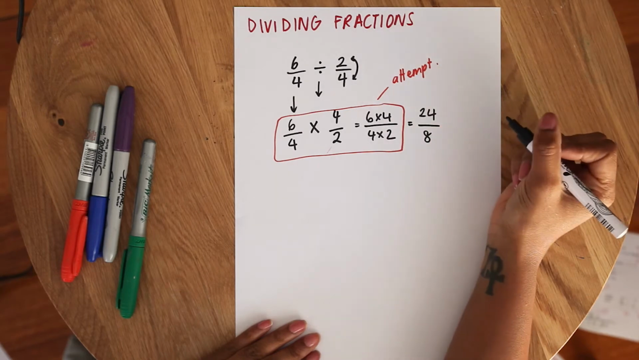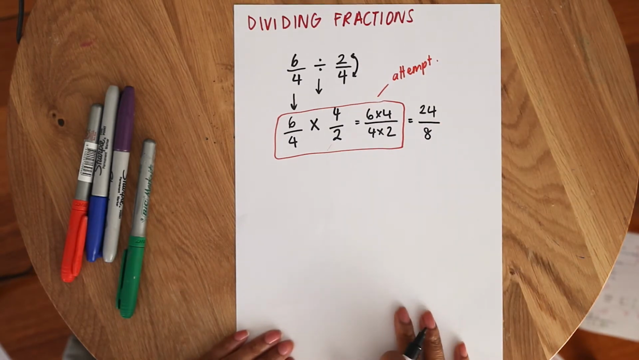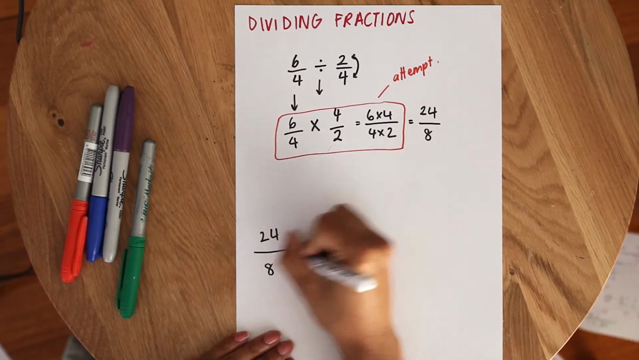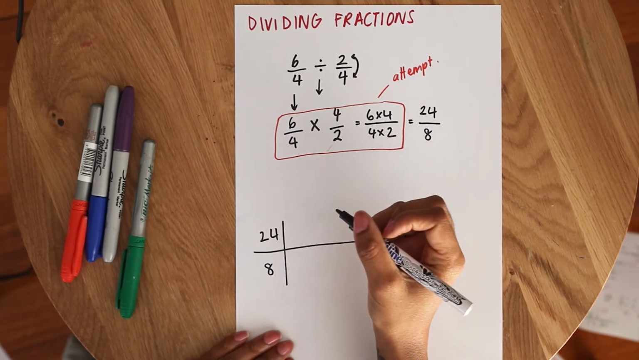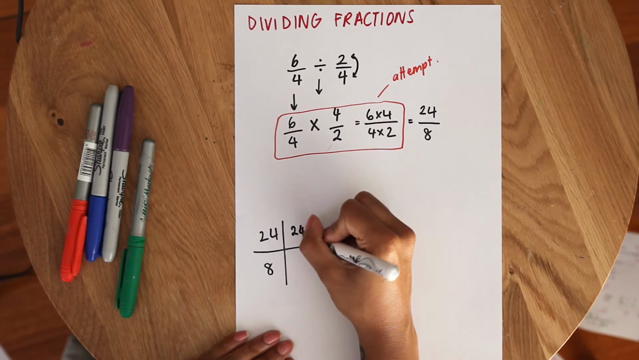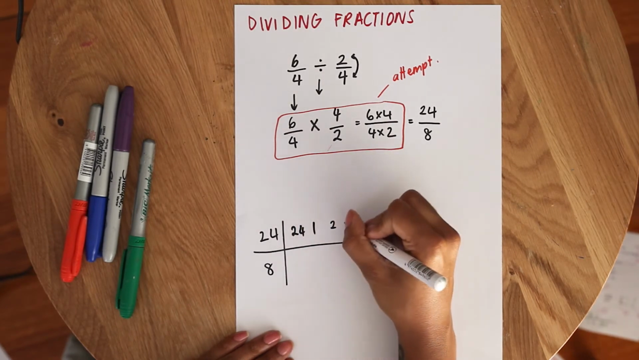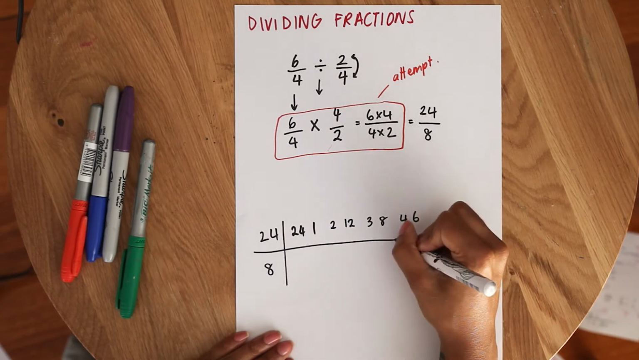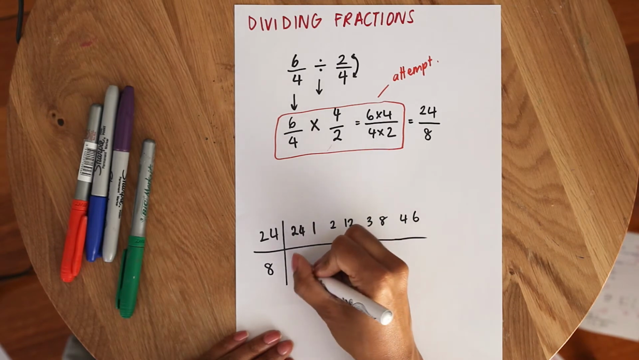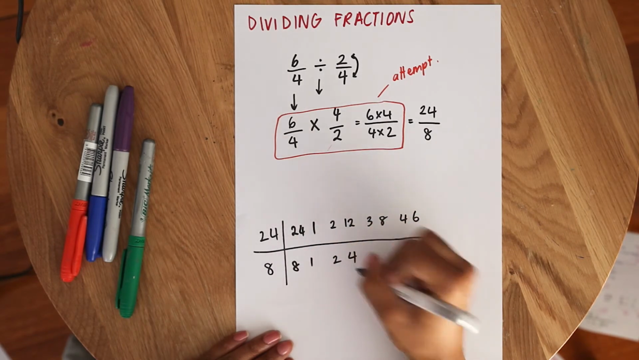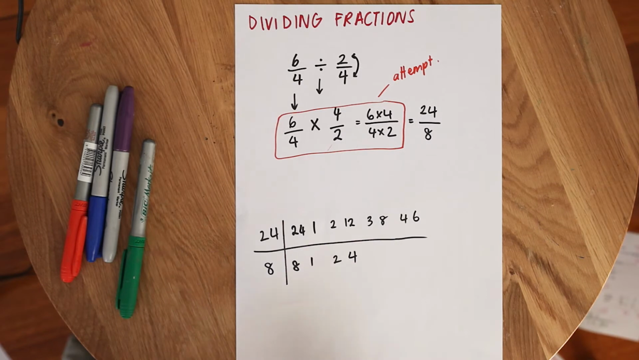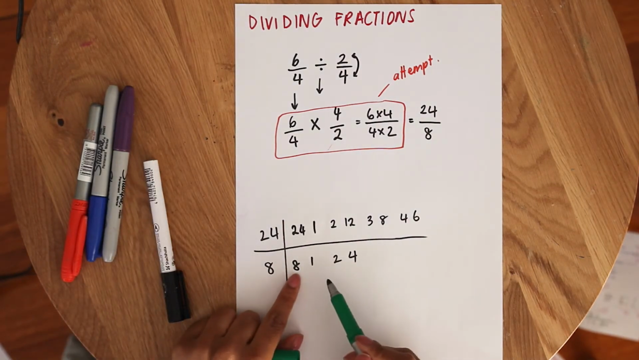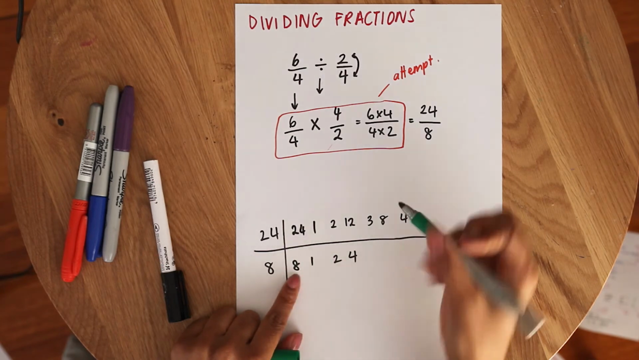Now remember, we're going to do a simplification of this one. So we're going to do 24 and 8. So let's do the same factors as before. We've got 24 and 1. We've got 2 and 12. We've got 3 and 8 and 4 and 6. So let's do 8. So 8 and 1, 2 and 4, and that's it. So now we're going to be looking for our highest common factor. So the biggest number we have here is 8, and we actually have it here as well.